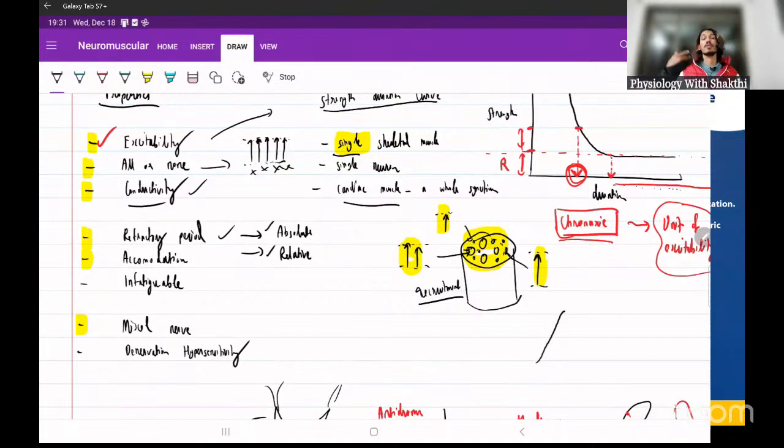Okay, the period following an action potential where the tissue does not respond to a second stimulus. That is the refractory period. Now, if it responds when the stimulus is high enough, that is what you call a relative refractory period. In the absolute refractory period, no matter how strong the second stimulus is, it does not respond at all. That is the absolute refractory period.